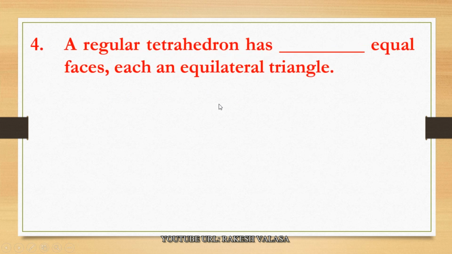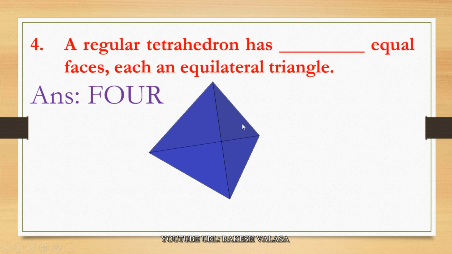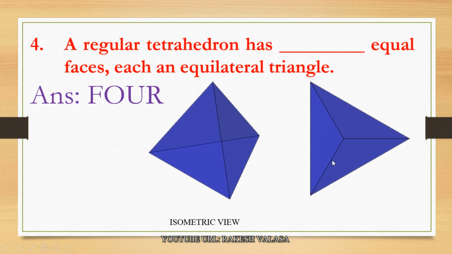Question number 4. A regular tetrahedron has dash equal faces, each an equilateral triangle. The answer is 4. You can see this isometric view of the tetrahedron. This is the top view of the tetrahedron. It consists of 4 equilateral triangles. One is the base and 3 are the side faces. So the answer is 4.